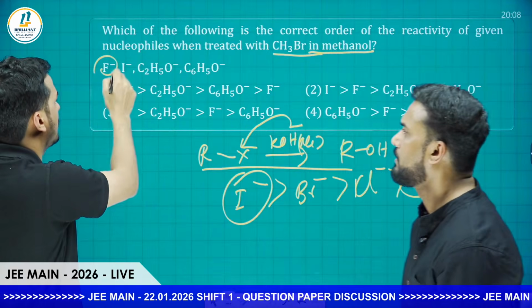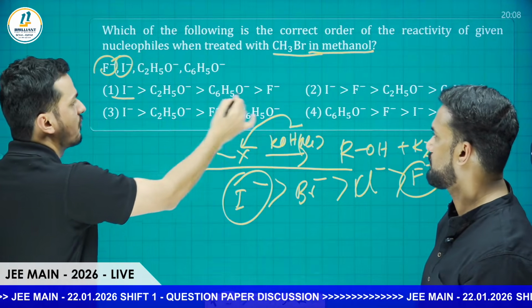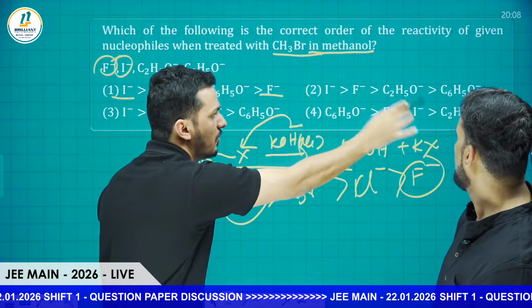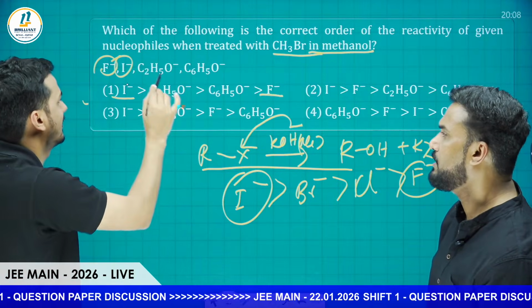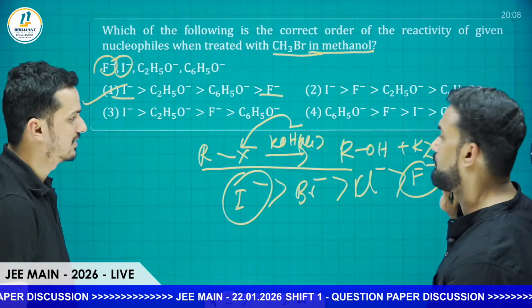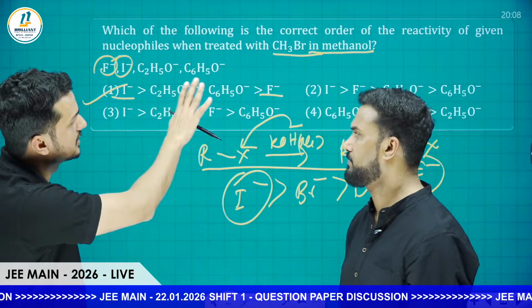Okay. See, here I minus and F minus are there. So I minus is the most nucleophilic one, and F minus is the least one. Like that, only one option is there. You can go directly as well. See, I minus most, F minus is the least. So simple.